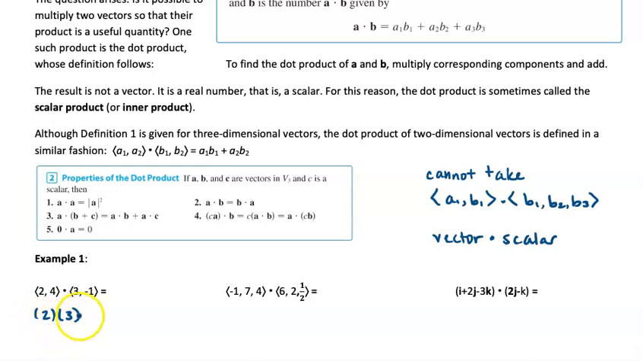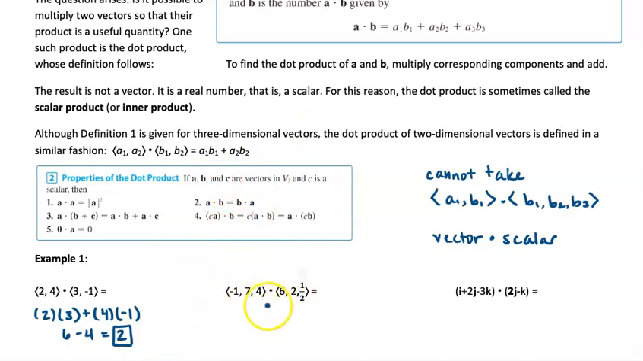So we're multiplying the first components of each vector, and we're adding to that the product of the second components of each vector. So we've got 4 and -1. Simplifying this, 2 times 3 is 6. 6 plus -4 becomes 6 minus 4, which is 2. And so the dot product of these two vectors is just the scalar 2. And we're going to make sense of this soon. Let's just get the method down first.